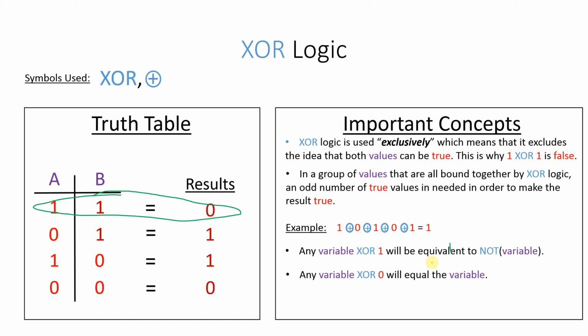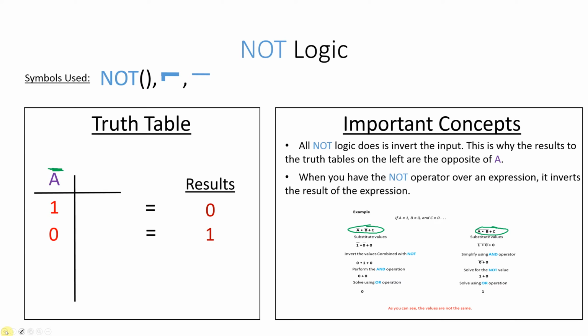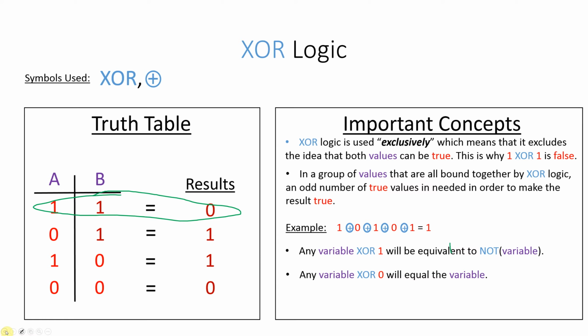Okay, any variable XOR 1 is equivalent to the inverse of the variable, and you can sort of understand why if you just plug in numbers. If I were to plug in 1 for A and that were XORed 1, it would be false, because again, if you look at these truth tables, that would be 1 and 1, and this is exclusive OR, so it would be false, which would be the inverse of the variable we started off with, which was 1. Okay, sorry. And then any variable XORed 0 is just equivalent to the variable.